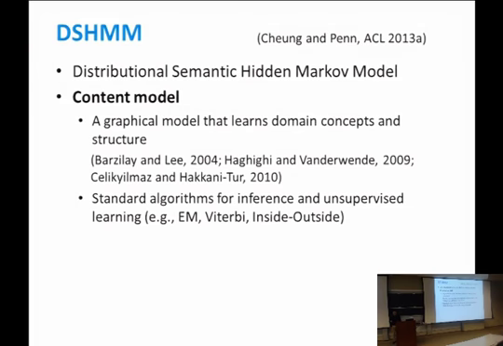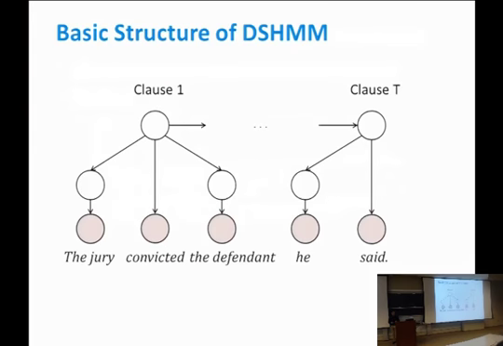One advantage of using a content modeling approach is that there are standard algorithms for the inference and for the unsupervised learning based on the structure of the graphical model. So say EM, Viterbi, inside-outside, and so forth. So let's talk about the structure. Let's describe the structure of DSHMM according to its graphical model structure.